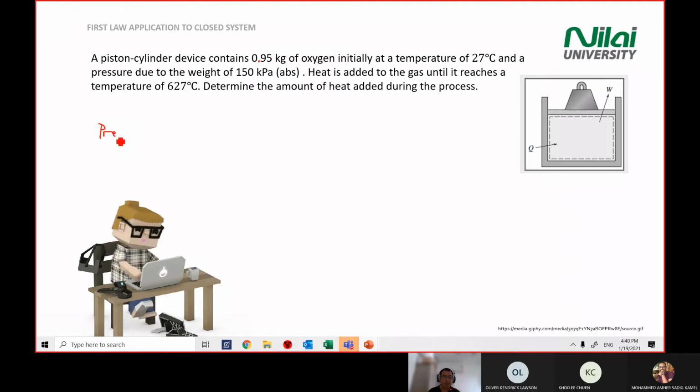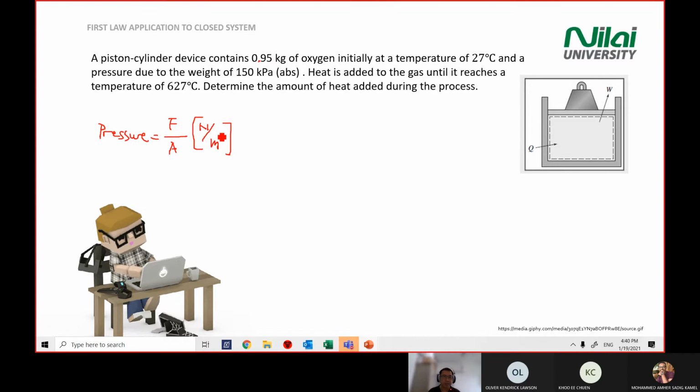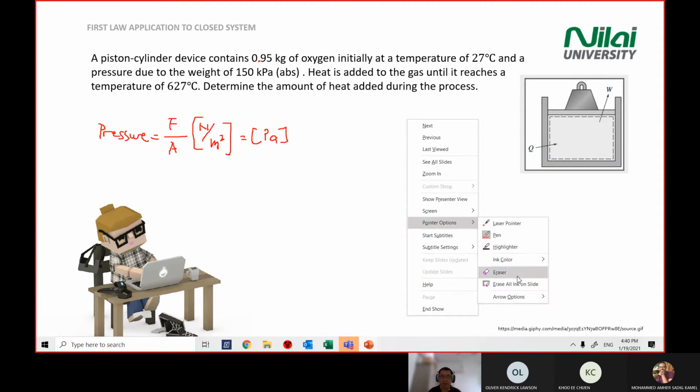And again, in your mind, you should always be able to recall the equation for pressure. Pressure is force divided by area. It gives you Newton over meter squared. This kind of analysis is in your last chapter. We call it dimensional analysis. So it's important. Newton over meter squared equals Pascal. This kind of concept you should always remind yourself.